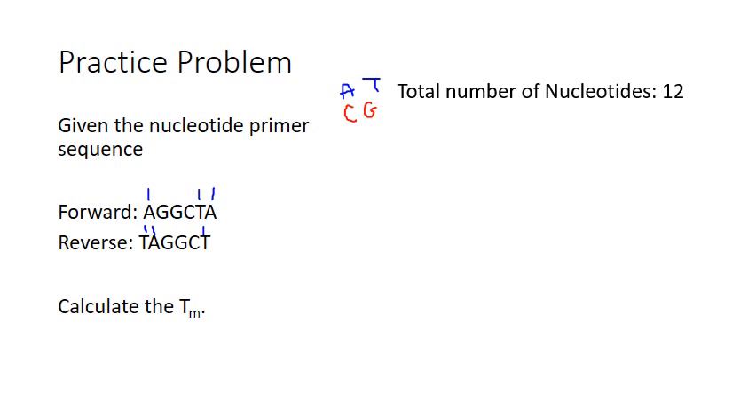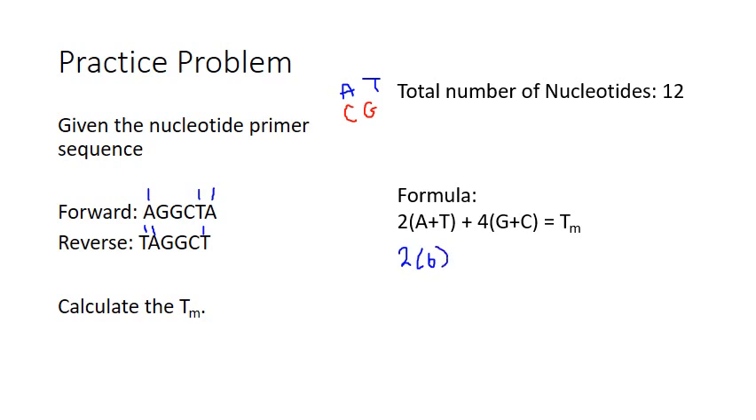So the total number of nucleotides is 12, and the formula that we're going to use is this, right? 2 times the number of A's and T's I have plus 4 times the number of G's and C's I have, and that's going to give me my annealing temperature in Celsius, right? So I've got 6 here. I have 6 A's and T's, so that's going to be 2 times 6.